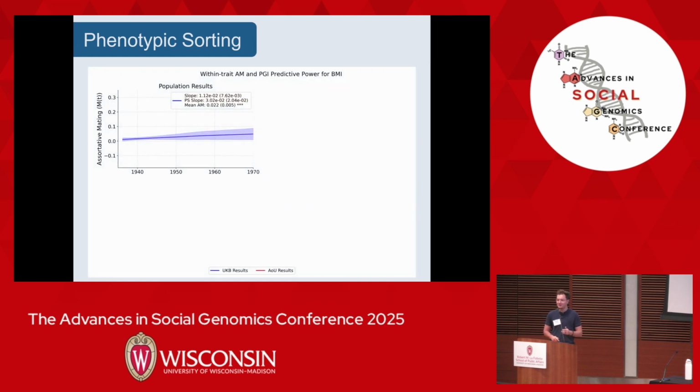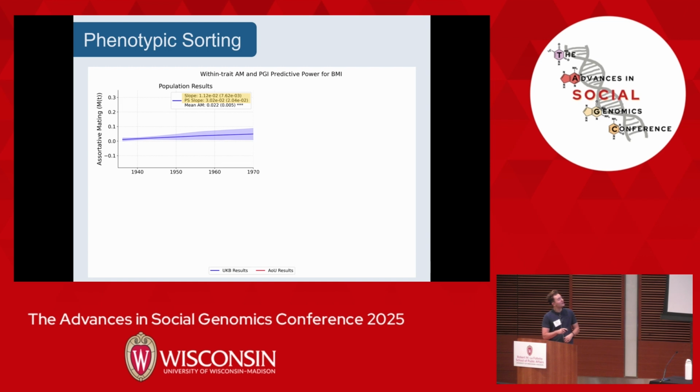All right, so I'm going to give you guys an example of what our phenotypic sorting estimates look like. And for the purposes of this presentation, I want you guys to only focus on the slope estimates in this legend here. So as we can see, we are now looking at within trait assortative mating for BMI. So it's not cross-trait assortative mating between two different phenotypes. We're just looking at genetic sorting for one phenotype alone.